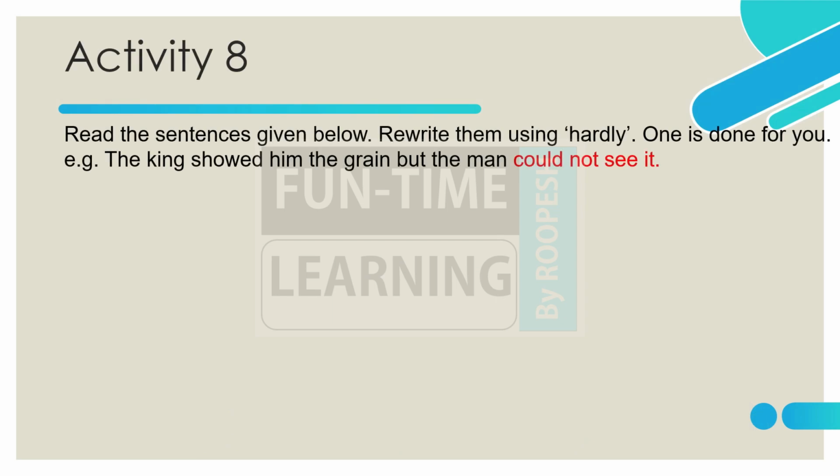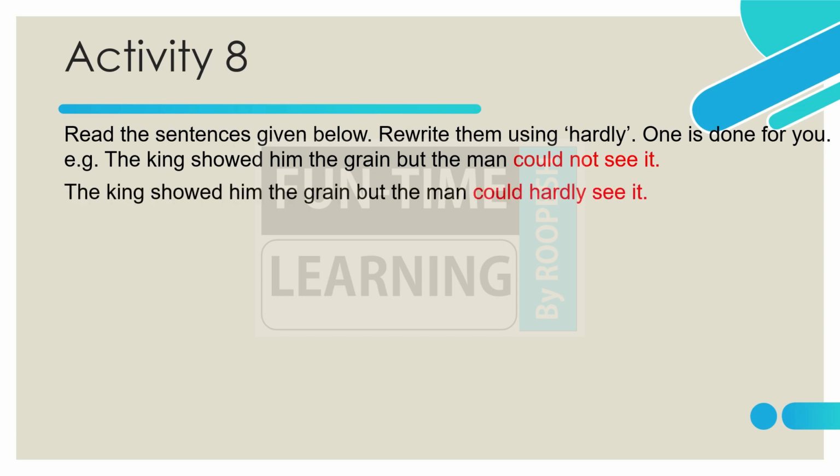Read the sentences given below. Reread them using hardly. One is done for you. Here is an example. The king showed him the grain, but the man could not see it. Here I'm going to change this "could not see it" into something else. Please pay attention to that. It's a very simple activity.